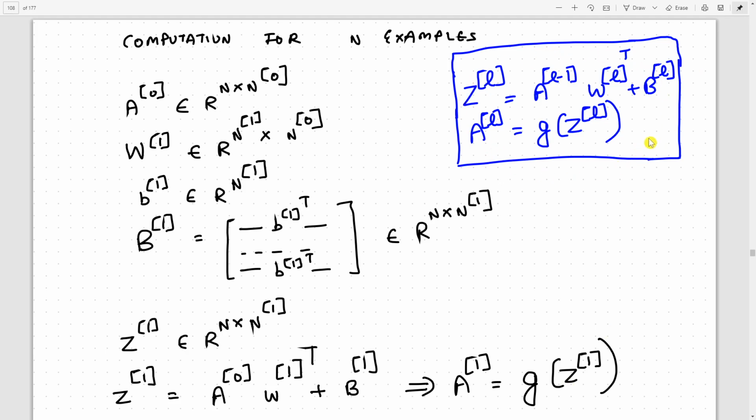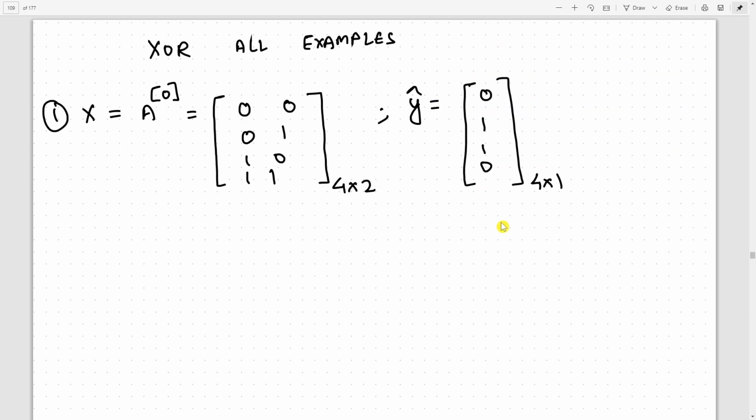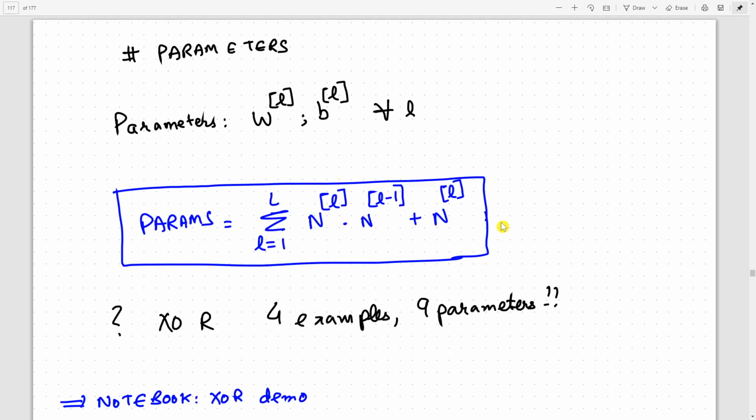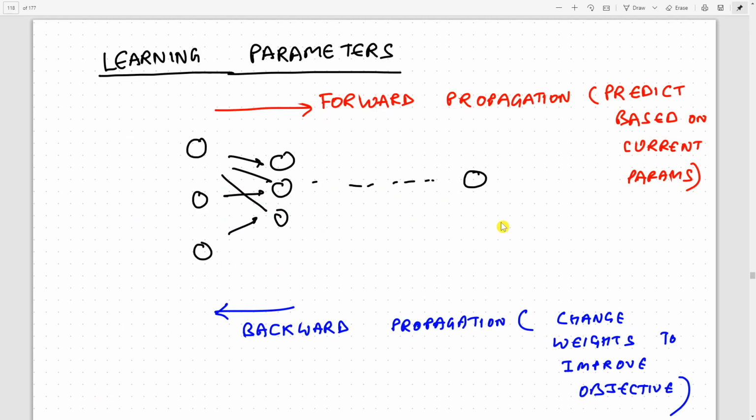In general, we can write it in the following way, where Zl for the Lth layer is A(l-1), the previous activation, multiplied by the transpose of the weight matrix for the current layer plus the bias matrix, and the activation of the current layer is the activation function applied over the Z term for the current layer. We worked out an example for XOR for multiple examples. We saw that for the XOR problem we have 4 examples and 9 parameters.